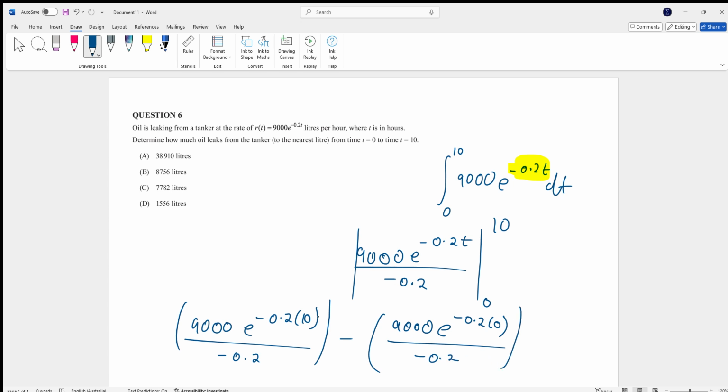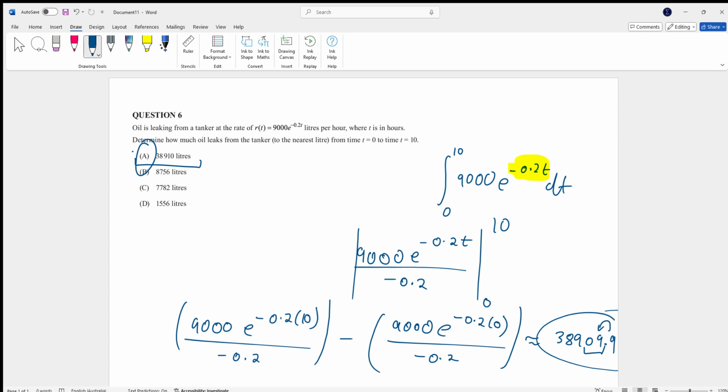You would then chuck that into your calculator. Realistically you could have just chucked the whole integral in, but that's the working if this was a short response question. Now if you chuck this in, between 0 and 10, we get approximately 38909.9. So here we've got to look at what number matches that the best, and I think A matches it the best. You just have to round this guy up and that'll turn into a 10 anyway. So A is your correct answer for question 6.